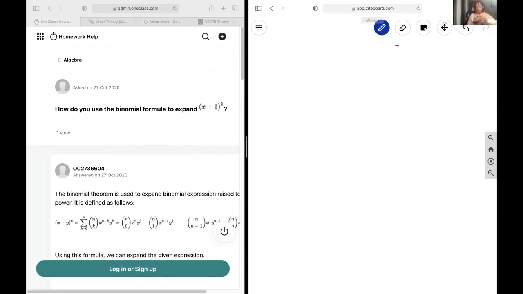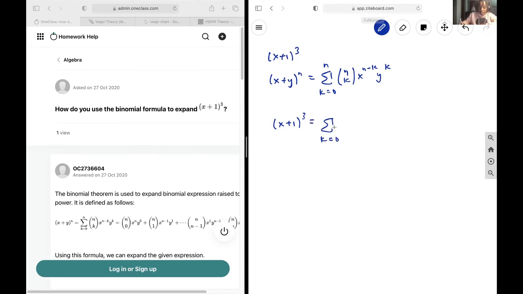Next up, we're going to use the binomial formula to expand this out. So we want x plus 1 cubed, and we just need to note down what the binomial formula is. It just states that x plus y to the power of n will be the sum from k is equal to 0 until n of n choose k, x to the power of n minus k, y to the power of k. So now let's plug in what we actually have. X plus 1 cubed will be the sum from k is equal to 0 to 3 of 3 choose k, x to the power of 3 minus k, 1 to the power of k.